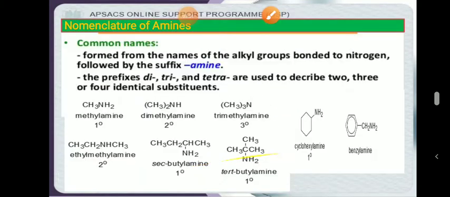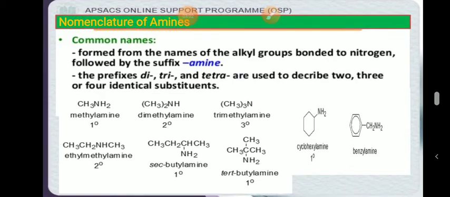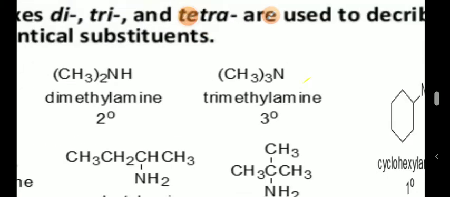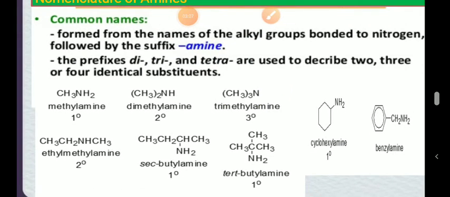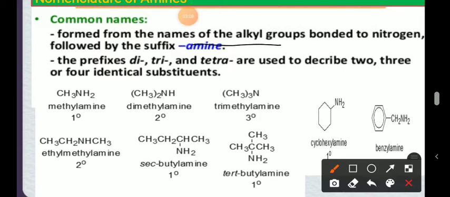So let's start with the nomenclature. Nomenclature of amines also includes a few rules. First rule: form the names of alkyl groups bonded to nitrogen followed by the suffix amine. What does it mean? We have to add the word amine at the end. The prefixes di, tri and tetra are used to describe 2, 3 or 4 identical substituents. This one is methylamine, this is dimethylamine, this is trimethylamine, and these are the three structures we have seen in the previous slide.